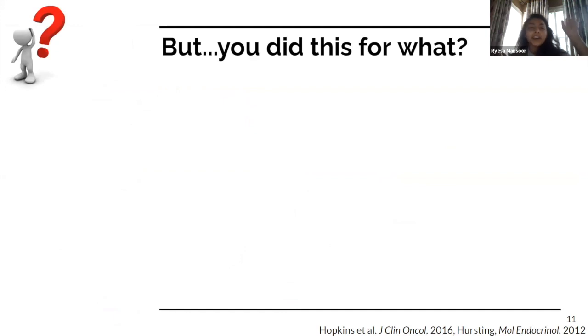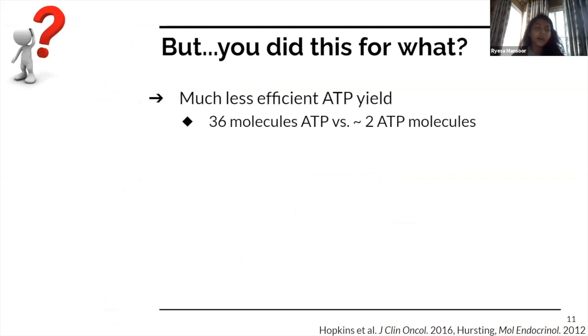Now that we've talked about the mechanism, there's still the question of why exactly cancer cells even want to do this. As we know, comparing oxidative phosphorylation versus anaerobic glycolysis, or even aerobic glycolysis, there is a much bigger ATP yield with oxidative phosphorylation. So you might be wondering, cancer cells want to proliferate and grow. Why would they make this switch mechanistically and take advantage of this?